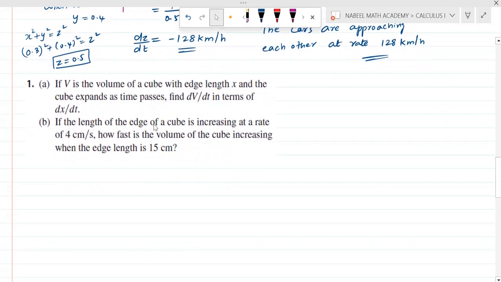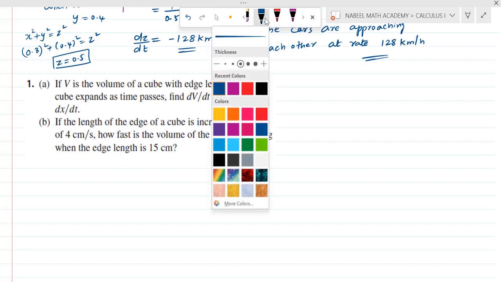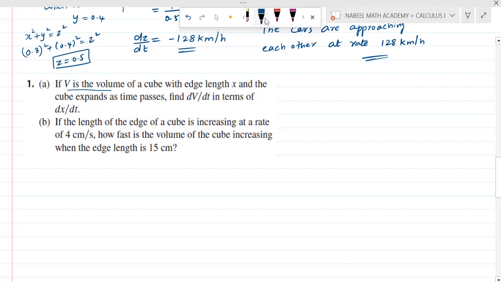Okay, so the next one we have here, the volume is given. That's why we are giving some recall of some mensuration problems. So here, if V is the volume of the cube and x be the edge of the cube, and then they expand at time t, find dV over dt in terms of dx over dt. So this is the volume which is given. This is the cube.